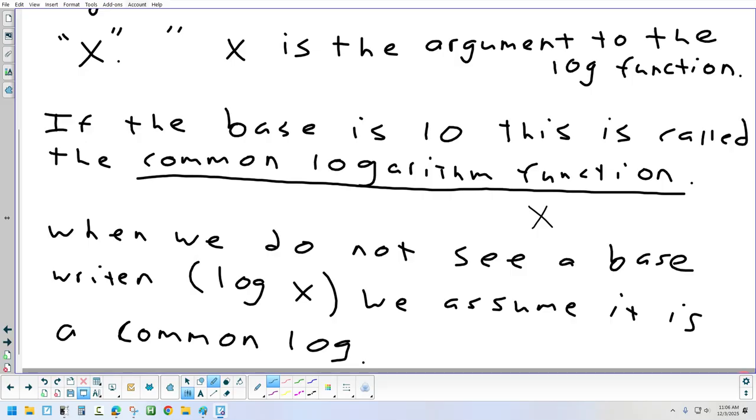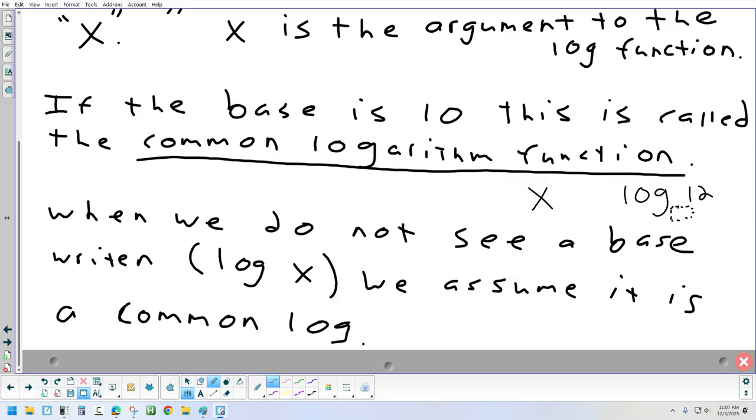Well, same thing with this. If you just write the word log, and let's say you wanted to do the log of 12, there's no base in that box. That's okay. If you don't put the base, we will always assume it is a 10. And that's called common log.